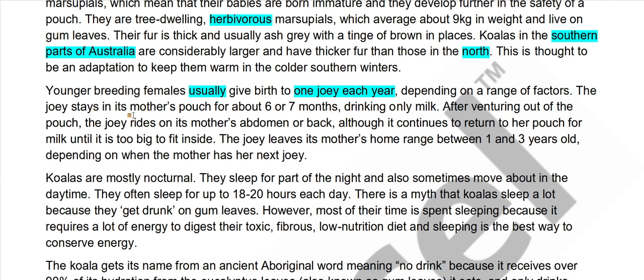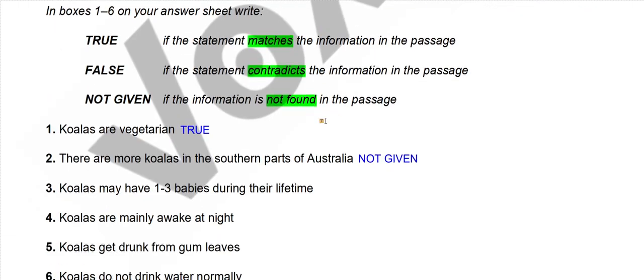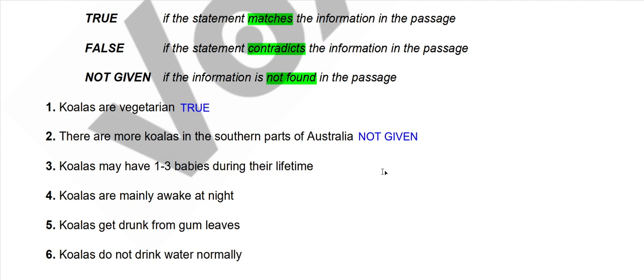The joey stays in its mother's pouch for about 6 to 7 months, drinking only milk. So it's about how the particular child grows up. But we don't know about its lifetime, we only know about 1 year of reproduction. How many times young females reproduce during their lifetime, and how many babies they have, we don't have any information regarding that. So we'll say the information to this question is not given.